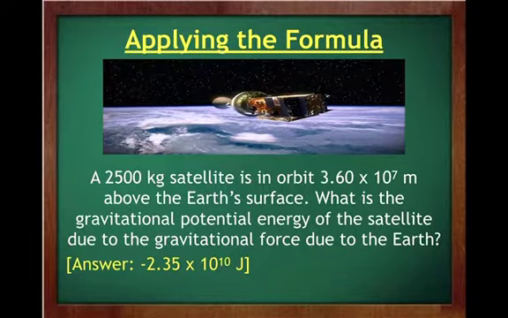All right, so let's look at this example. We've got a 2,500 kilogram satellite in orbit, 3.60 times 10 to the 7 meters above the Earth's surface. It's asking: what is the gravitational potential energy of the satellite due to the gravitational force of the Earth? Again, we have a formula now that we can use, so let's get to it.